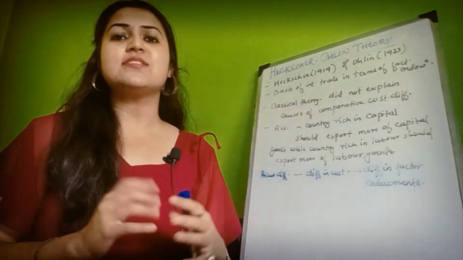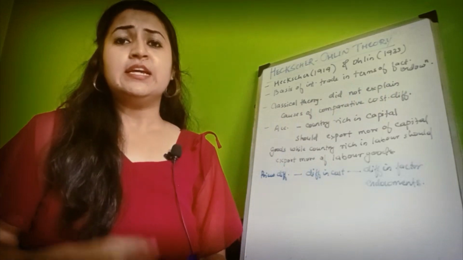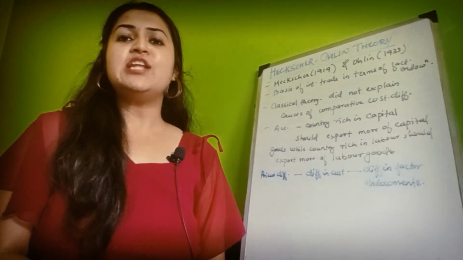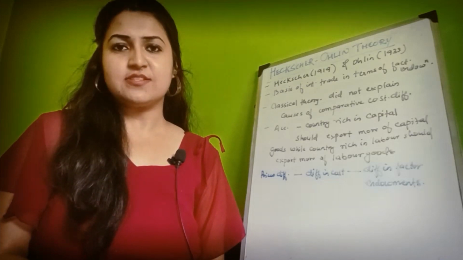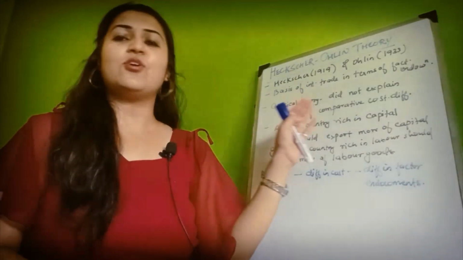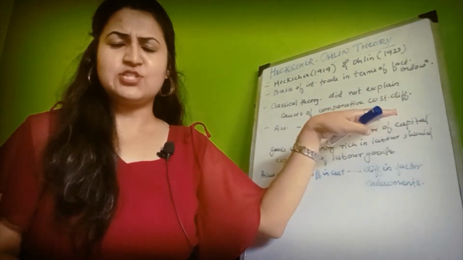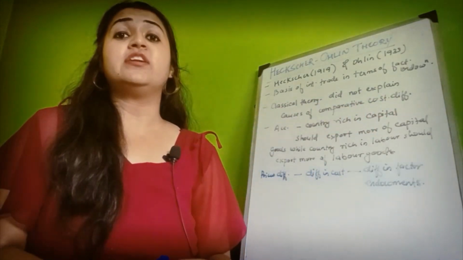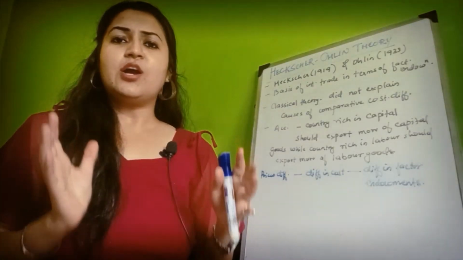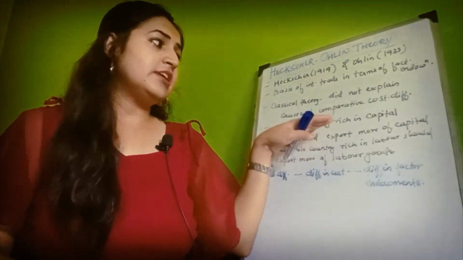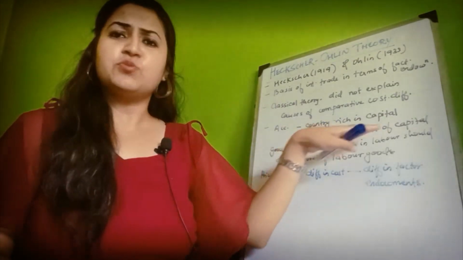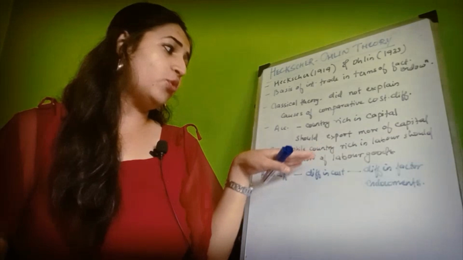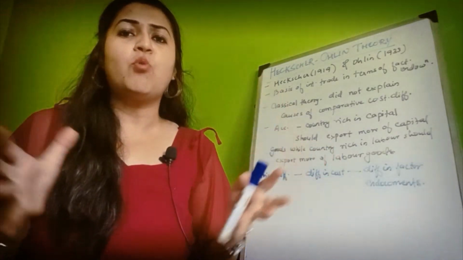According to the classical theory of international trade, trade occurs because of difference in comparative cost. However, they fail to explain the causes of those differences. Now, this theory explains the causes of comparative cost differences. It also explains the trade patterns between countries having different specialities. According to this theory, countries which are rich in capital should export more of capital goods, while countries which are rich in labor should export more of labor goods, is what is HO model in a nutshell.